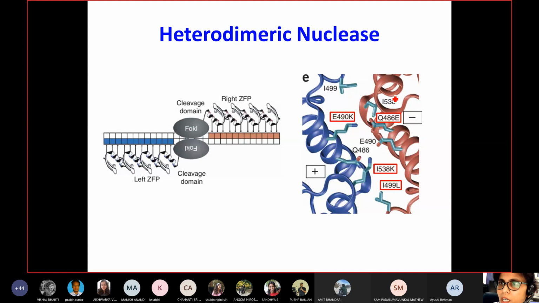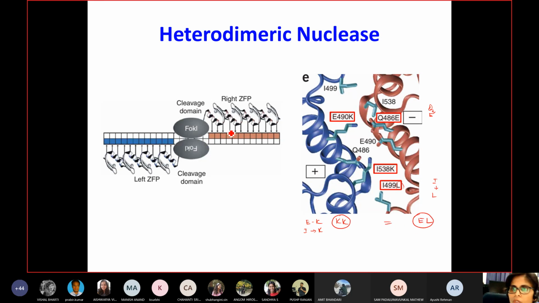For example, this is the right molecule where Q486 was changed into E. So this is Q2E, and then in the same molecule your I499 was changed into L. So basically they called it an EL mutant, because at 486 it is an E, and then at 499 it is an L. Whereas in this dimer form, they are changing glutamic acid 490 to K, and then they are changing another isoleucine 538 to K. So this they mentioned as a KK mutant. So EL or KK mutant.